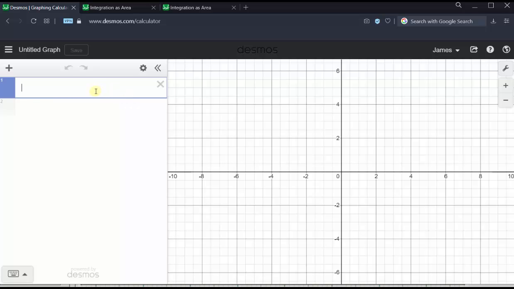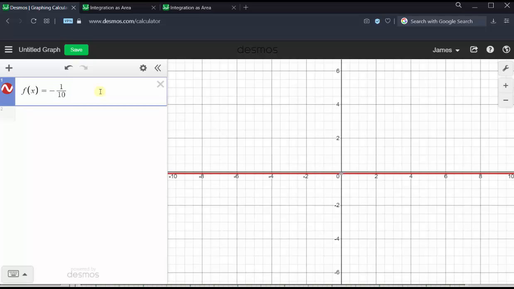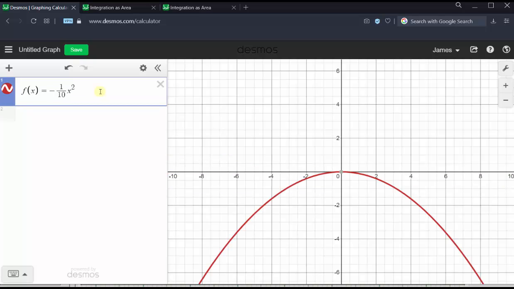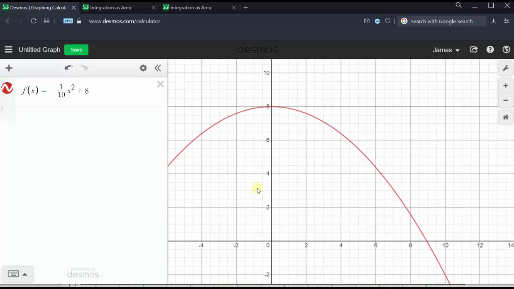We enter the integrand function in cell 1, which is f of x equals negative 1/10 x squared plus 8. And we see the graph of the function on the right. Let's adjust the viewing window. Let's first click, hold, and drag the graph to a new position.